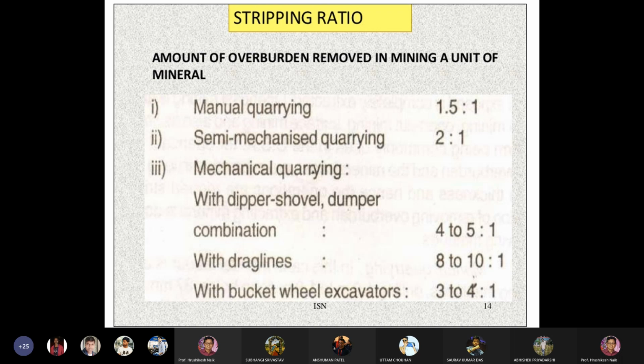4 to 5 is to 1 means to get 1 ton of mineral, you have to mine 5 ton of overburden rock materials. If you are working with drag lines, your stripping ratio can go up to 8 to 10 is to 1. To get 1 ton of mineral, you can handle 10 cubic meter of overburden material. With bucket wheel excavators, the stripping ratio can be 3 to 4 is to 1. To get 1 ton of mineral, you have to handle 4 cubic meter of overburden rock material. So this is stripping ratio.